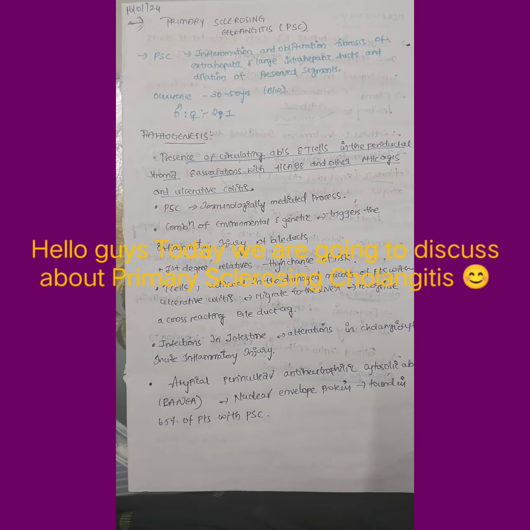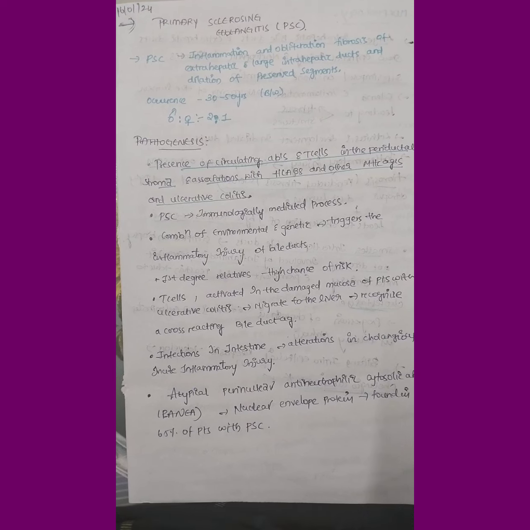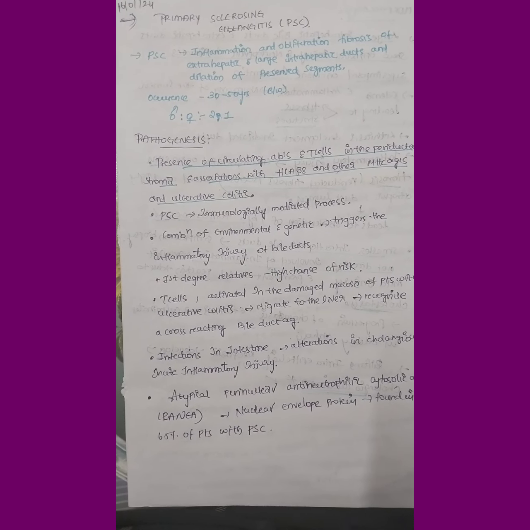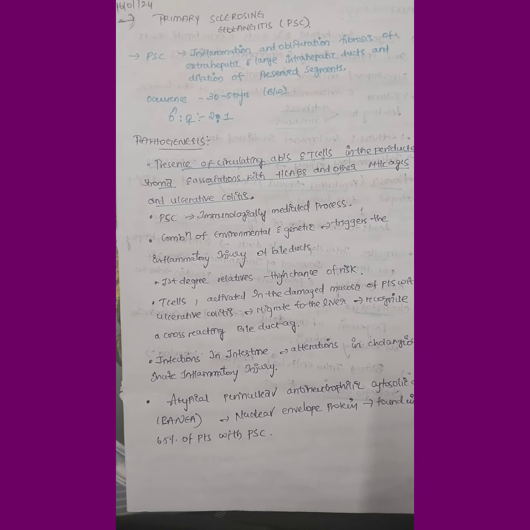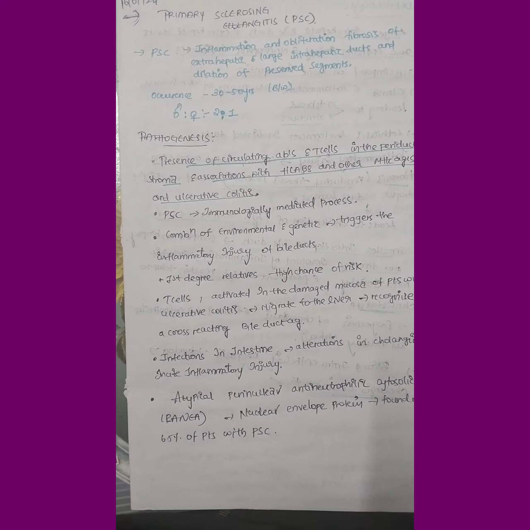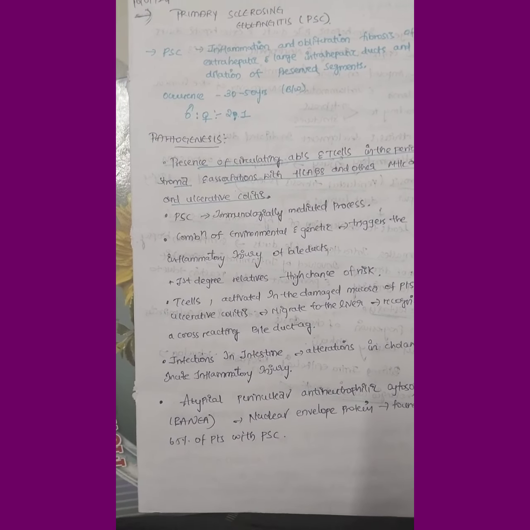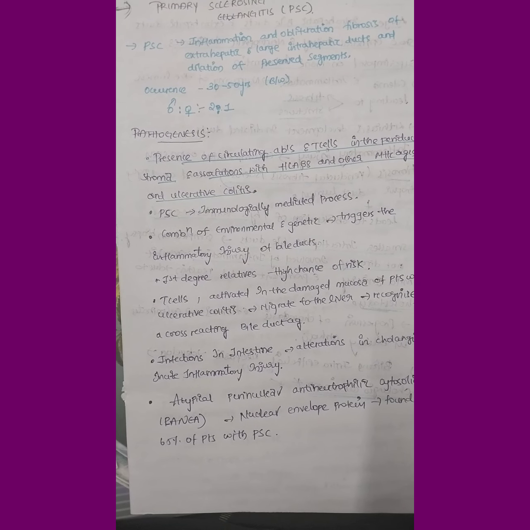Guys, today we are going to discuss primary sclerosing cholangitis. As the word suggests, itis means there is inflammation and obliterative fibrosis of extrahepatic and large intrahepatic ducts, and dilation of preserved segments. The median age of occurrence is 30 to 50 years. Male predominance is seen. The male to female ratio is 2:1.